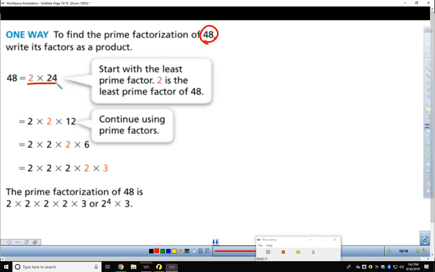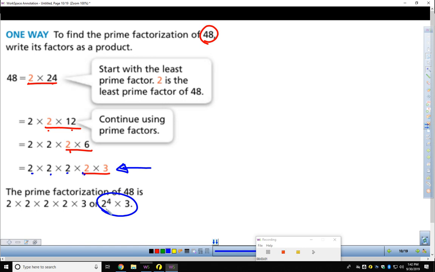Okay? Then they continue to split it. 24 is an even number. 2 is now prime. 24 is even, so they split it in half again. 2 is now prime. 12, they split in half again. 2 is now prime. 6, they split in half again. And now, if you'll notice in this line here, those are all prime numbers. So you could write the prime factorization as 2 times 2 times 2 times 2 times 3. Or, this is the best way to write it: there are 4 2's, 2 to the 4th power, times 3.